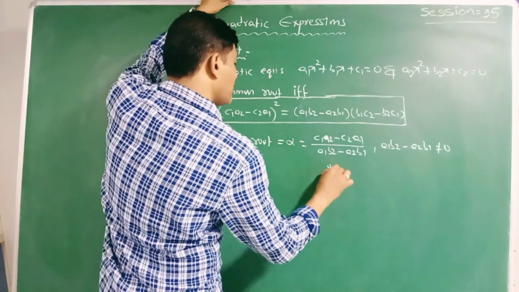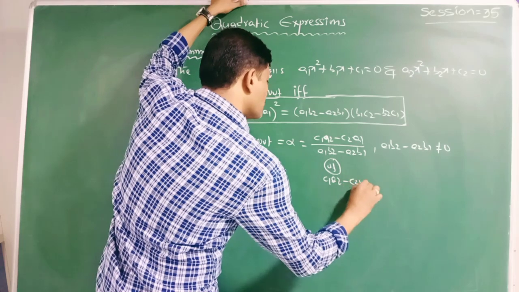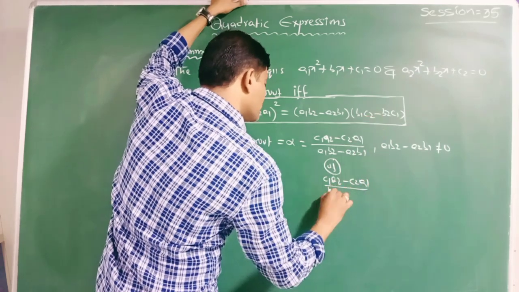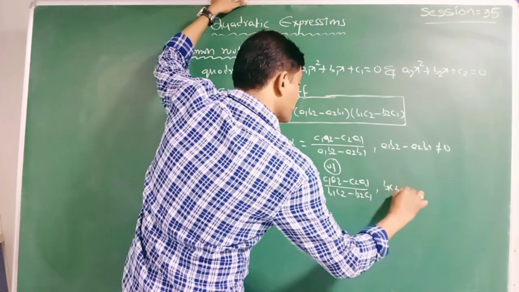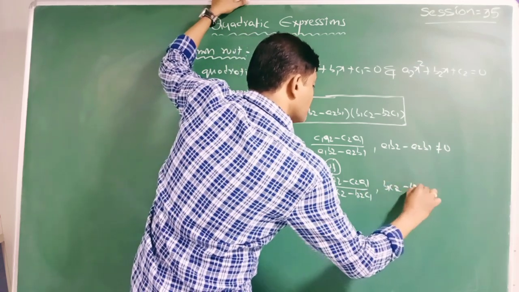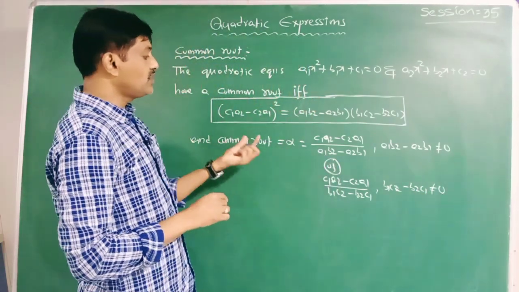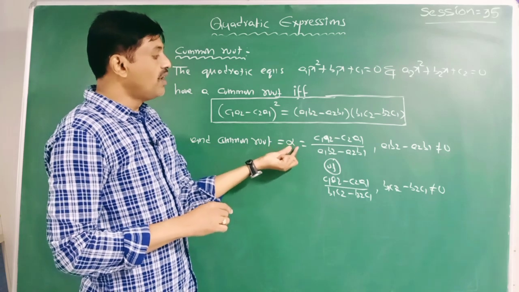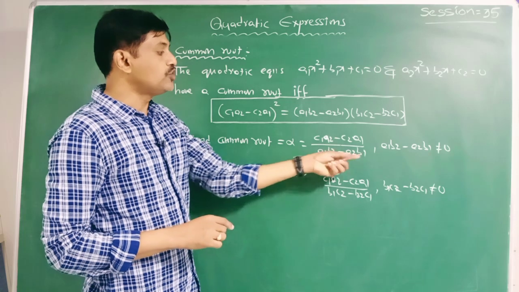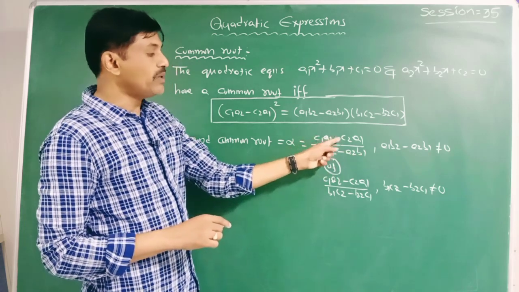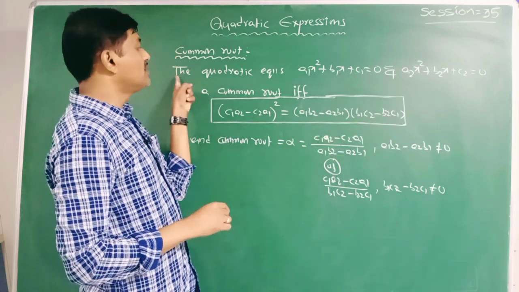Or we can write one more also, (c1a2 minus c2a1) by (b1c2 minus b2c1). In this case b1c2 minus b2c1 should not be 0. This is the common root condition. And what does that common root mean? Alpha is equal to (c1a2 minus c2a1) by (a1b2 minus a2b1), or (c1a2 minus c2a1) by (b1c2 minus b2c1). Now this is the common root.